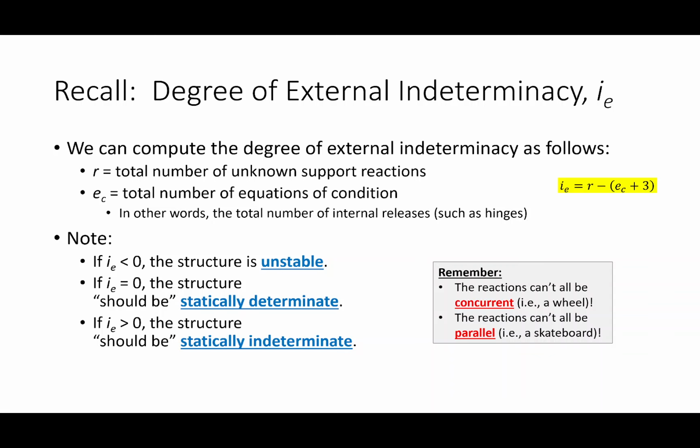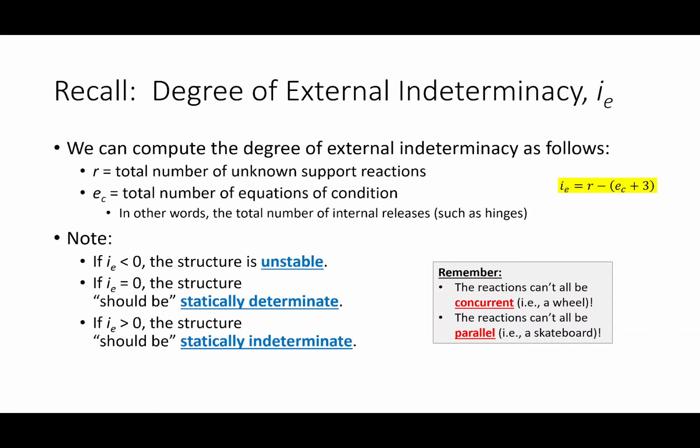Remember that we can take a structure and classify its degree of external indeterminacy. What we're doing when we classify external indeterminacy is comparing the number of unknowns to the number of knowns. That yellow formula on the slide is really just the number of unknowns we're considering minus the number of knowns, right? If we get a negative value for I, that means the structure is unstable. If we get a non-negative value, that means it should be stable. It's either determinate or indeterminate, depending upon the value of I.